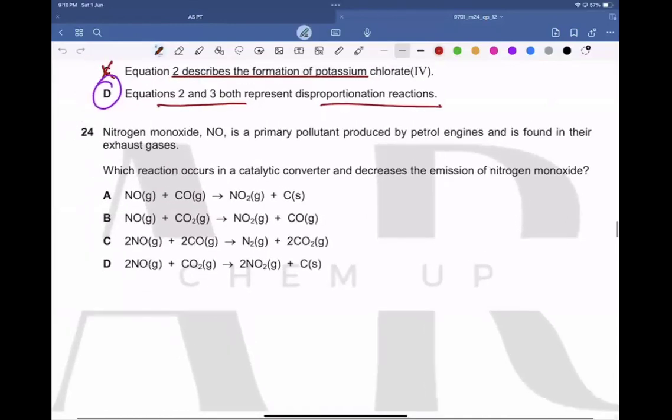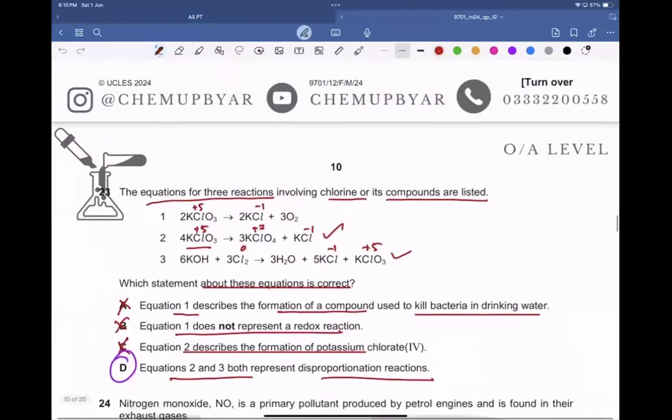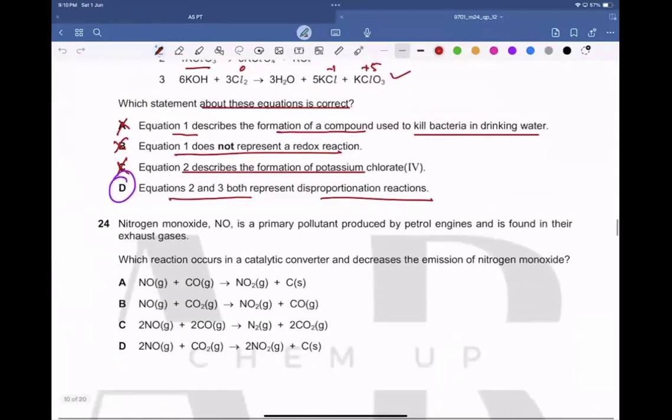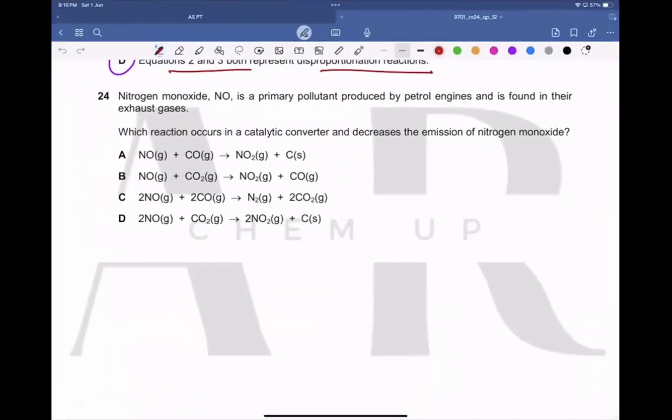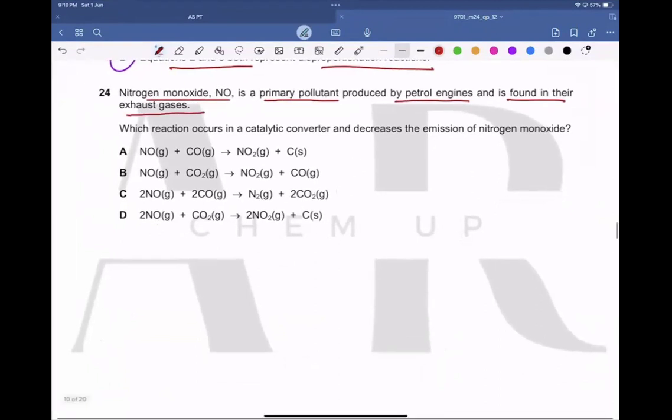Okay, so we ended till question number 23 in the previous class. Now we are going to start with question number 24. Nitrogen monoxide, NO, is a primary pollutant produced by petrol engines and is found in their exhaust gases.